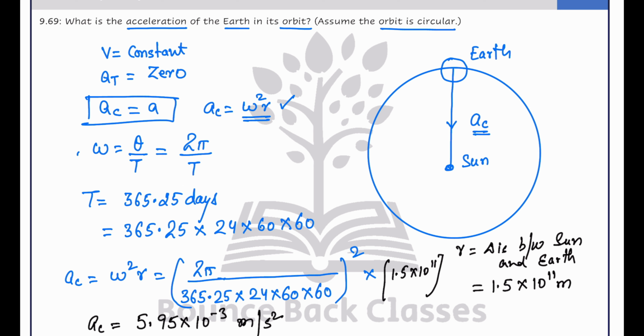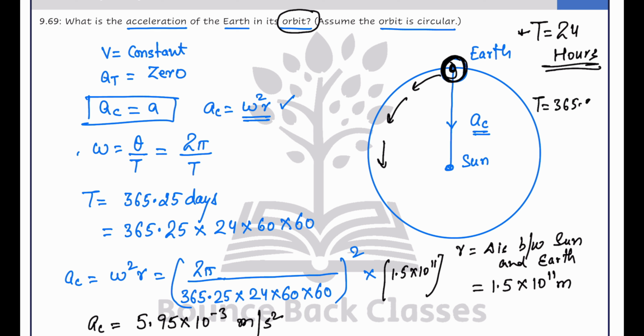And if the question changes, here he said what is the acceleration of earth in its orbit. Let's say if there is a question, if it is moving on the same position, in that case, how will you solve? Time will become 24 hours. Do you understand? Because if the earth is rotating on its own axis, in that case, time is 24 hours. And if it is moving in a full circle revolution, in that case, time is 365.25 days. Is it clear now?